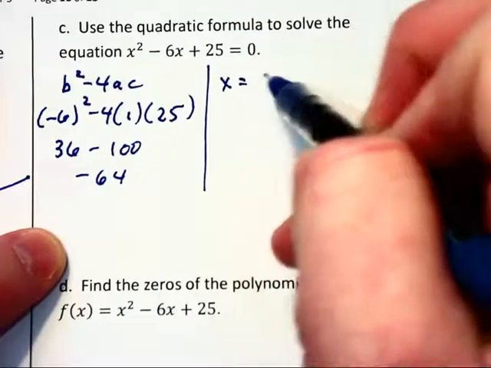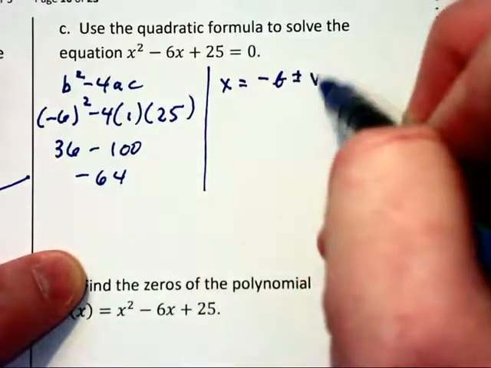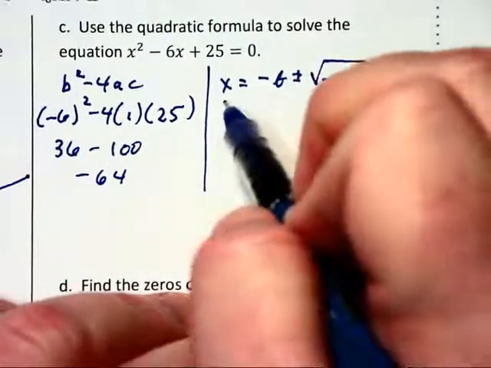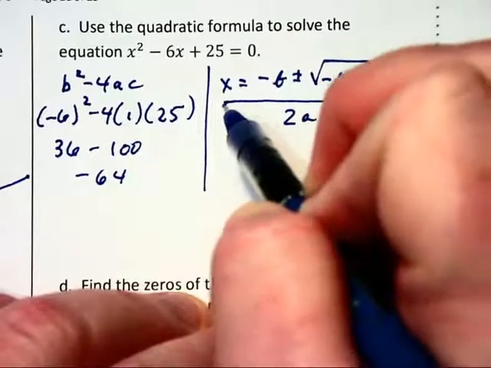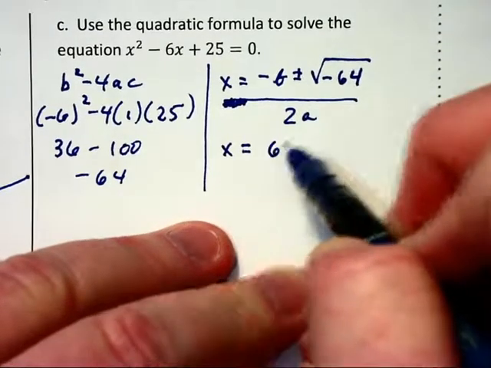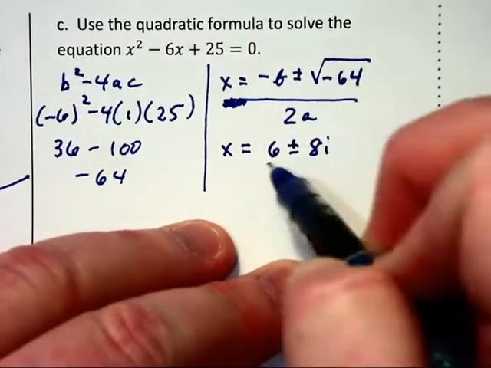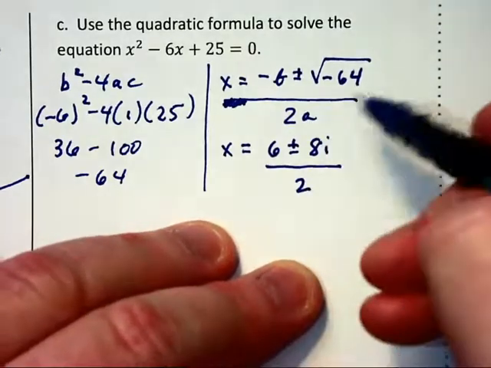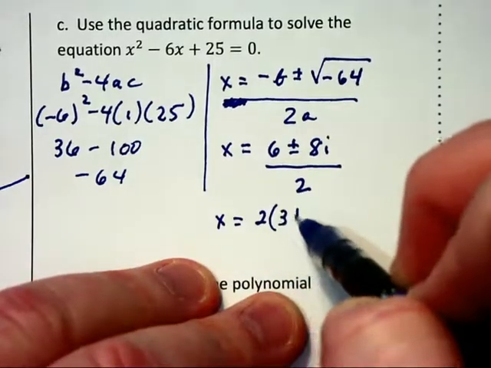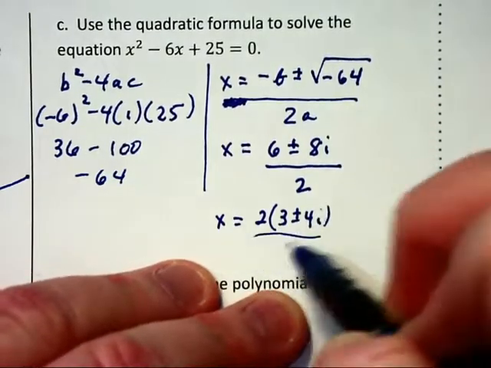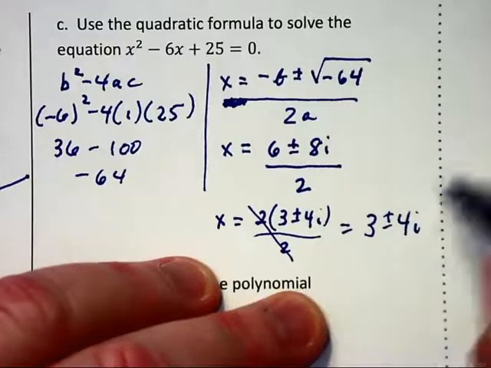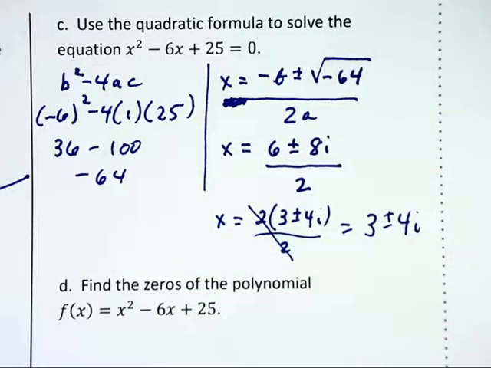X now will equal -b plus or minus the square root of the -64 we just solved for, all over 2a. My x equals, that should not be right there. We're going to have x equals negative of a -6, so 6 plus or minus 8i all over 2. And we can factor a 2 out of the numerator to get 3 plus or minus 4i, and those 2's will cancel, and we're going to find that 3 plus and minus 4i are the zeros, which is consistent with parts A and B of the problem.